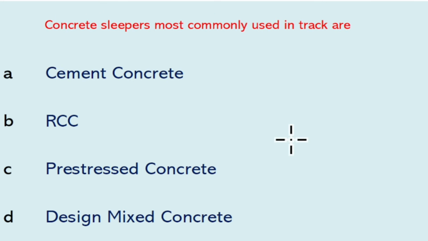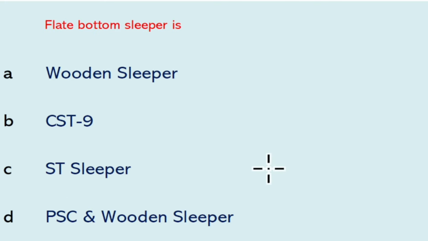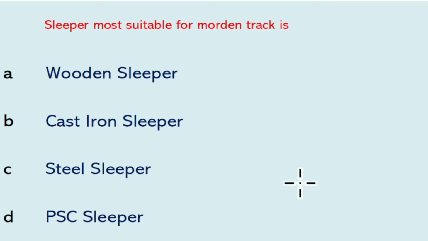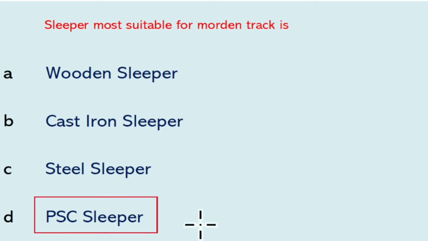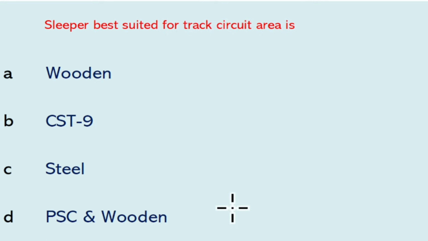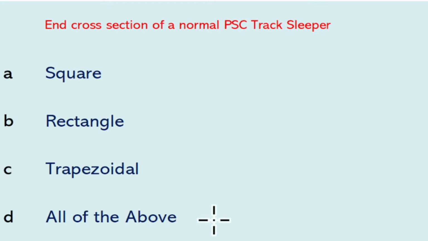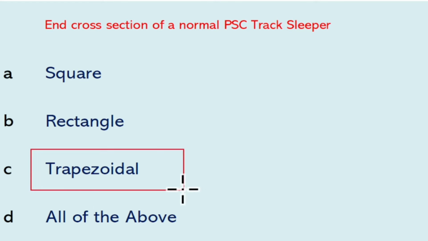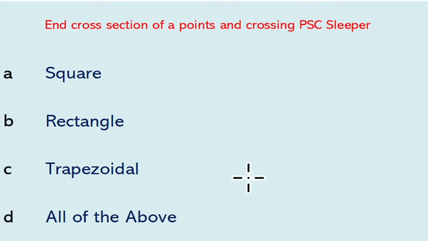Concrete sleeper most commonly used in the track is pre-stressed concrete sleeper. Flat bottom sleeper is PSC and wooden sleeper. Sleeper most suitable for the modern track is PSC sleeper. Sleeper best suited for the track circuited is PSC and wooden sleeper. End cross section of a normal PSC track sleeper is trapezoidal. End cross section of a point and crossing PSC sleeper is rectangle.